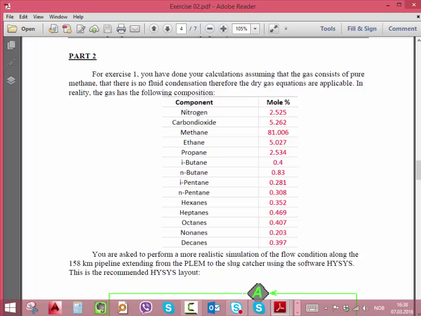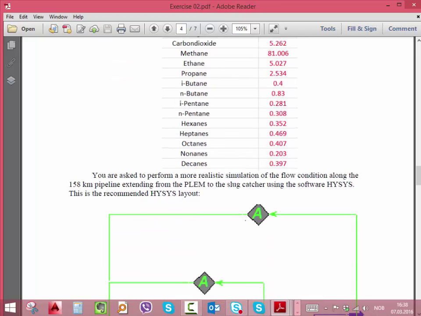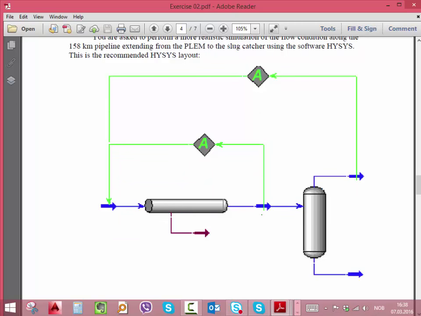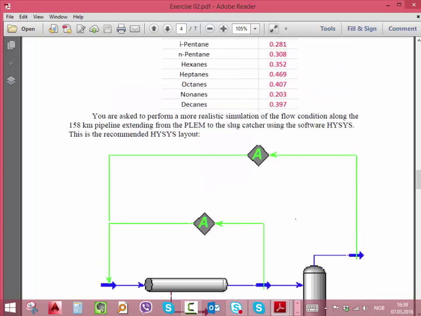Here we have the composition of the gas. We don't have Olga, or we have it, but we have too few licenses and it's a bit complicated to use. So I'm going to show you a simplified analysis in Hysys, more or less the kind of analysis that you try to make in Olga. We're going to put in Hysys just a very simple system: an inlet stream, a pipeline of 158 kilometers, and then an outlet stream. And we are going to put a separator, representing the slug catcher, at 30 bar.